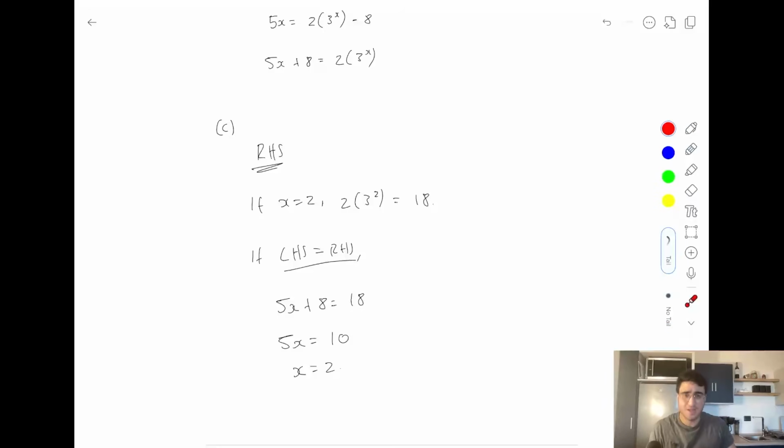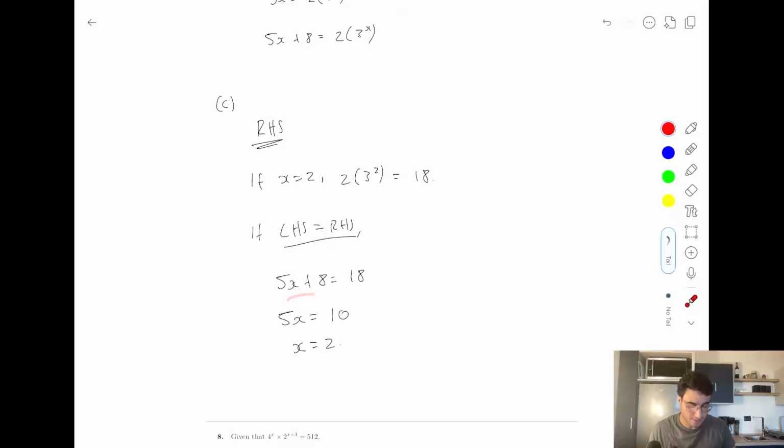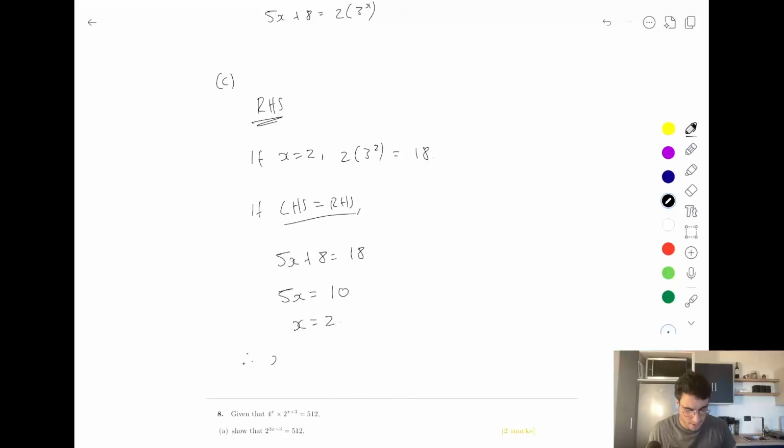Okay, now remember, I haven't just plugged it in and been like, look, it's obvious, which it is. But you have to be a bit more mathematical with it, and that's what I've done. So I'm not assuming they're equal. So I said right hand side, okay, 18. So I said if they're equal, 5x plus 8 is equal to 18, so x is equal to 2. Okay, cool. So that means that therefore x equals 2 is a solution.